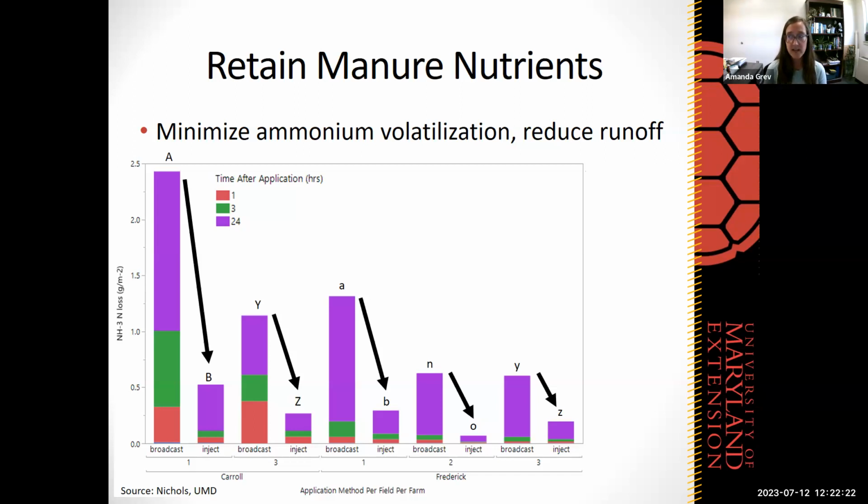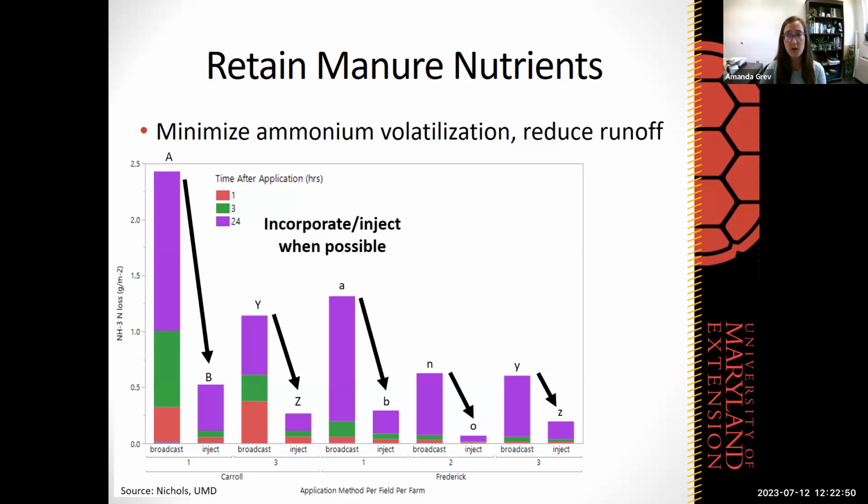So I realize it's not always an option, but if it's possible to either incorporate or inject manures rather than spreading them on the soil surface, we can minimize losses that way. We can minimize volatilization. We can also, which wasn't really measured in this study, minimize runoff potentially from those different manures. So if it's an option for you, might be something to look into to get the most of those nutrients present in your manure.